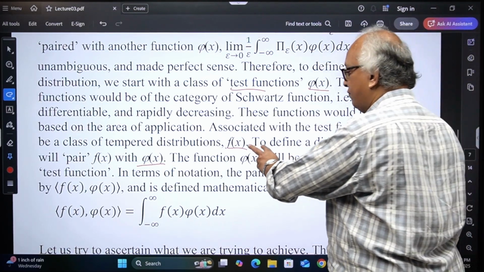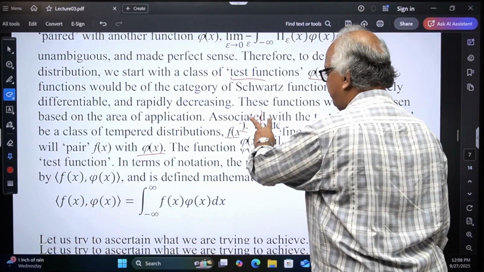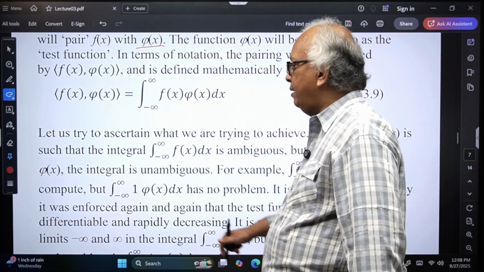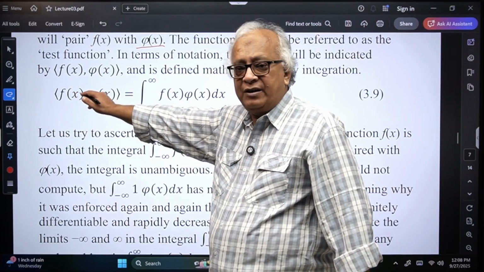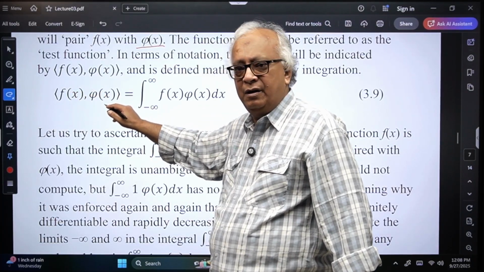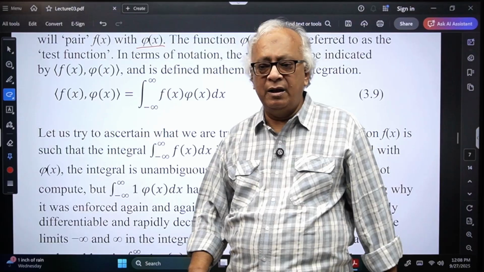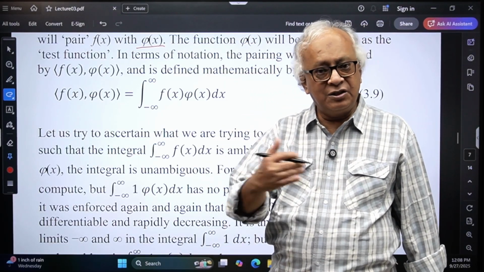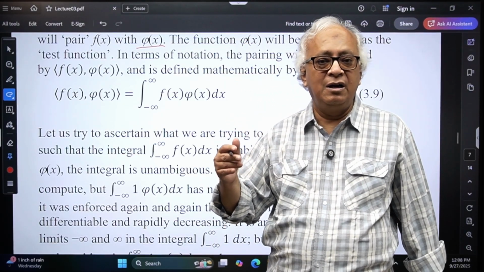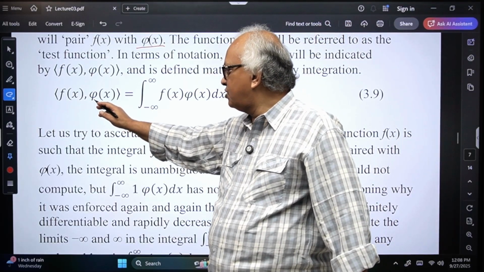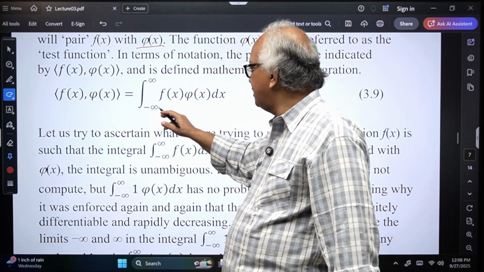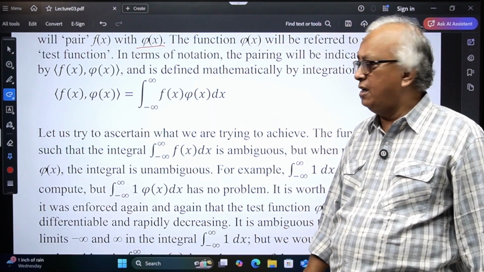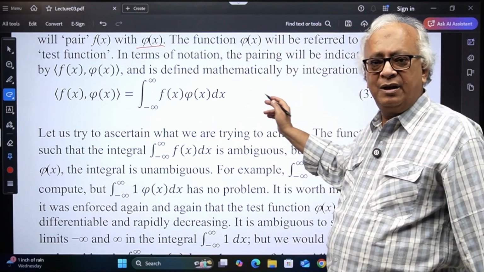And this is how we define a distribution in real analysis, mathematically. Angle bracket, f(x) paired with phi. This looks like the way an inner product is defined in real analysis, but this is not an inner product. This is a distribution. Angle bracket f(x), phi(x) is defined like this: integral from negative infinity to infinity of f(x) phi(x) dx. This is the definition.